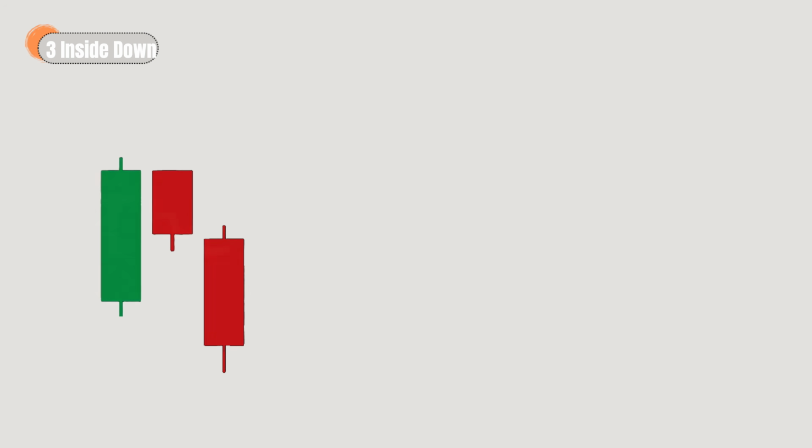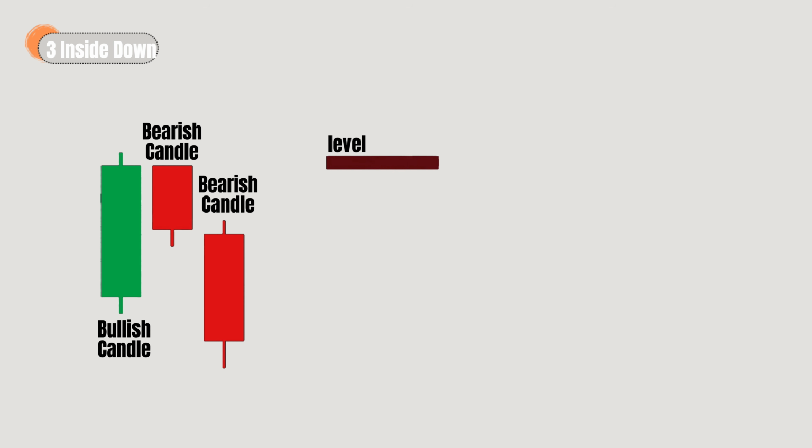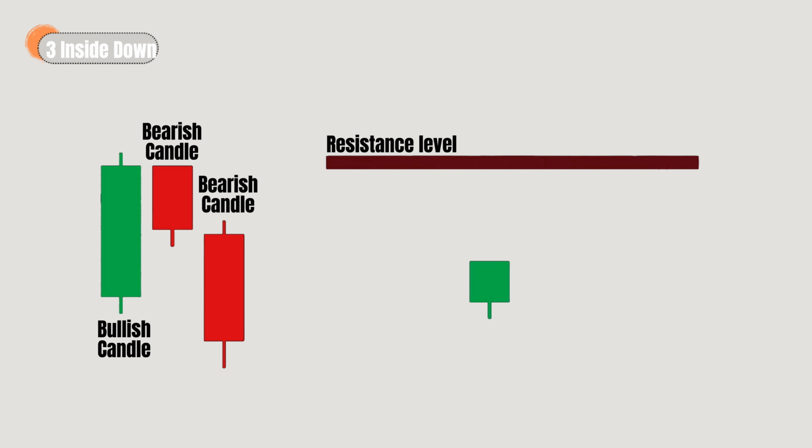There are also 3 candles in the 3 inside down pattern, one of which is a strong bullish green candle, the other is a small inside red candle, and the third candle is again bearish. When the price in the market comes to the resistance area, new buyers create a strong green bullish candle to break the resistance area, but the price cannot break the resistance area, and the candle closes in this area.